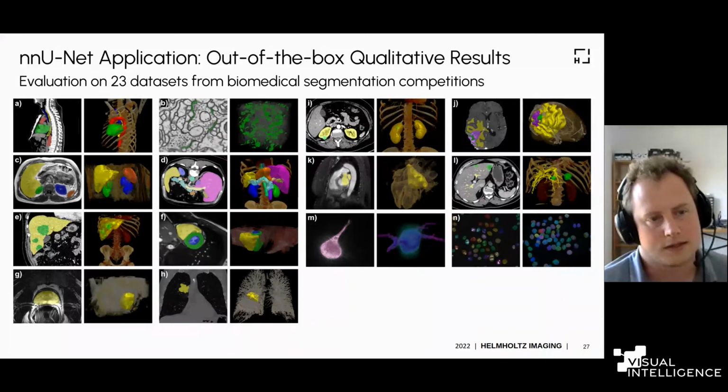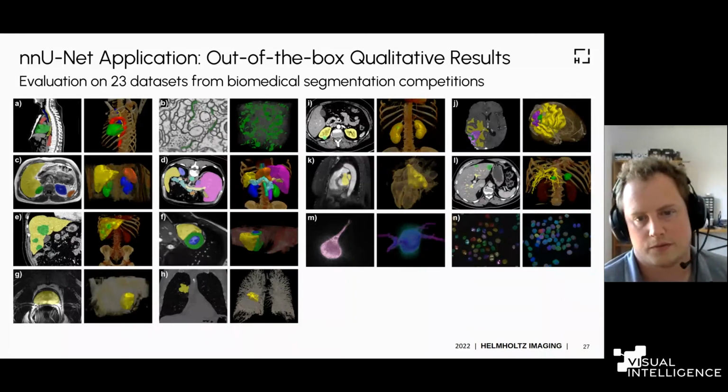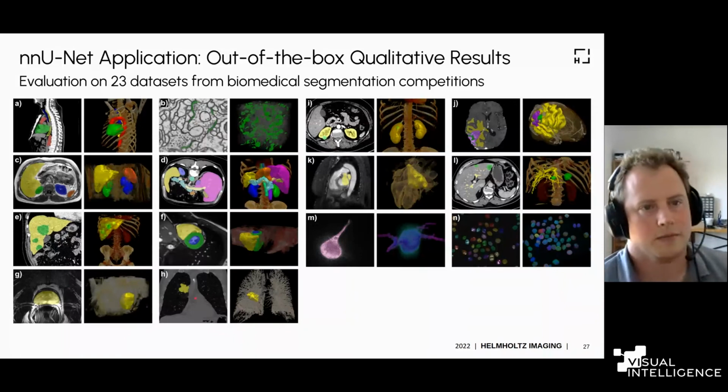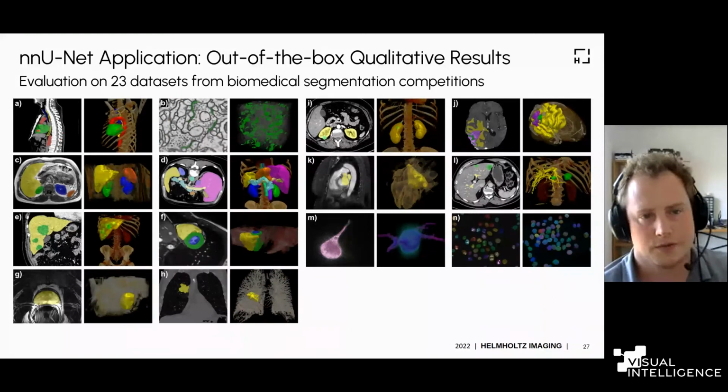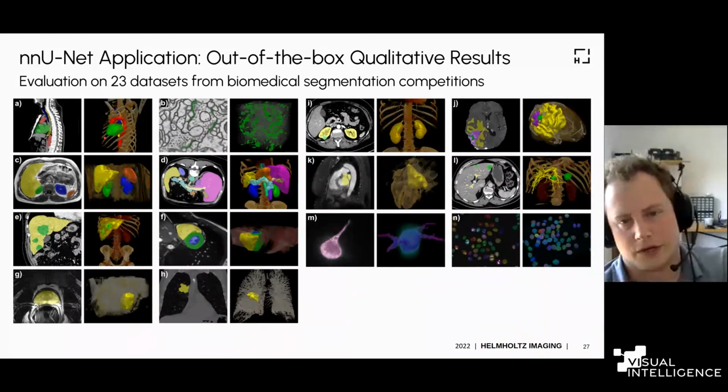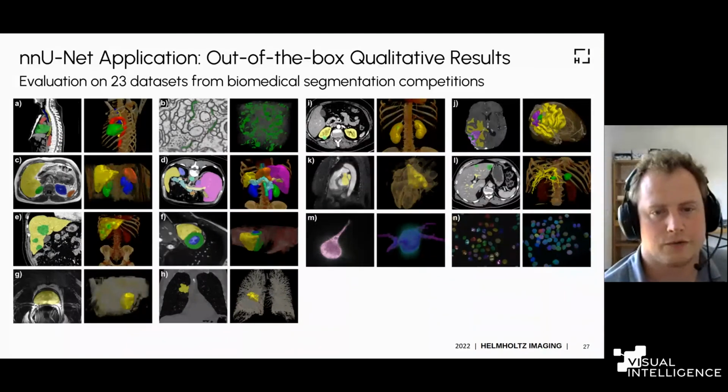What you're seeing here is qualitative results from a couple of data sets. In each of these subplots, to the left is the raw data overlaid with the predicted segmentation, and on the right is a 3D rendering to highlight that all these problems, at least the ones I'm showing here, are of 3D nature.